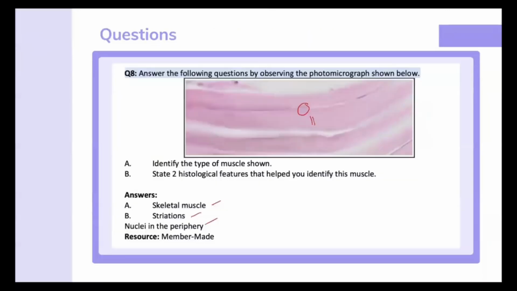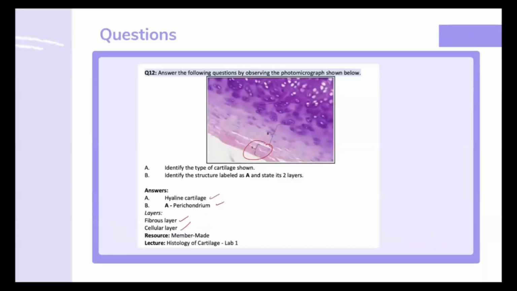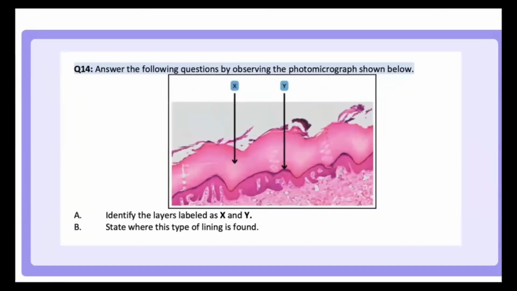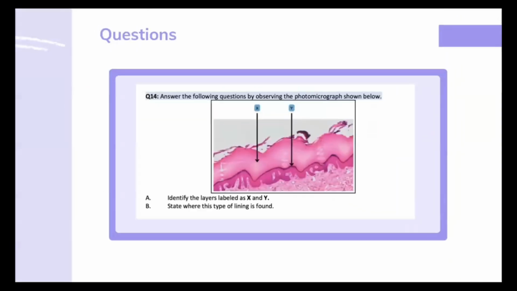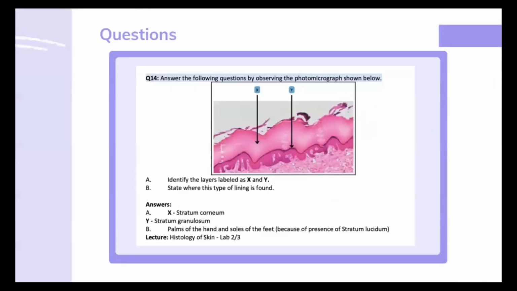So in the image shown in the question, just know that this image with this immensely thick layer of keratin contains stratum lucidum. And so this type of lining is found in the palms of the hand and the soles of the feet. Y is stratum granulosum, the really thick outline over the epithelium. And X, stratum corneum, is just the main body of the keratin layer.